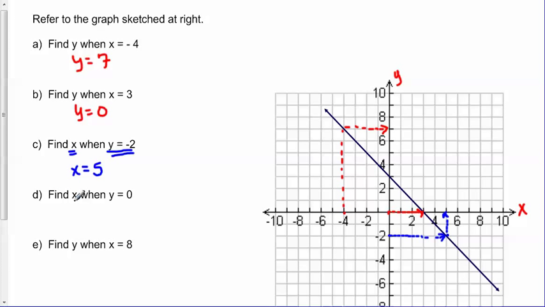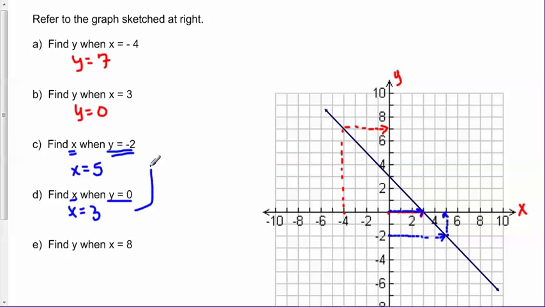Now we're being asked again to find x when y equals 0. Now that might seem a little bit weird. So remember what that's saying. That's saying that from the origin, I'm looking for when y equals 0. So remember that means that I don't go up and I don't go down. So where is that going to hit the line? It's going to hit the line right here at x equals 3.